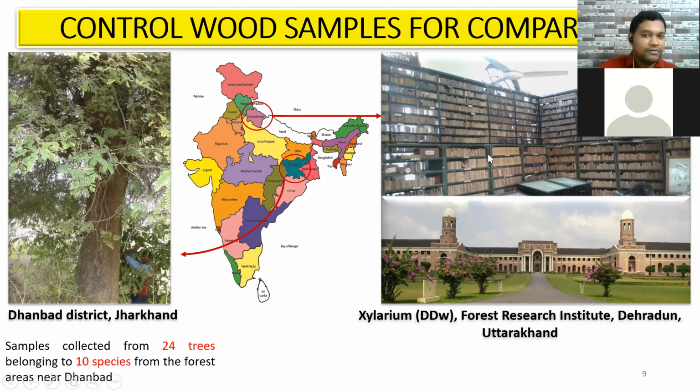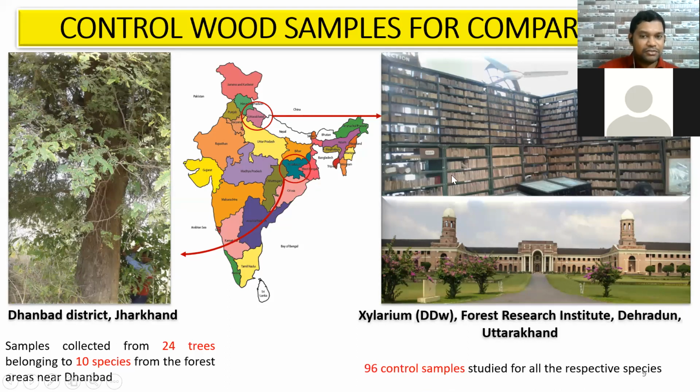So this becomes a very good spot for my collection, and I got all the other species for my effective comparison as controls as well. So this was one of the locations at FRI, and the other control samples were from the Dhanbad district of Jharkhand. So in that way, totally I could get 96 control samples.